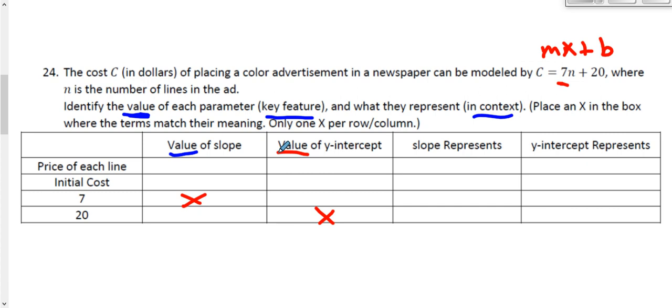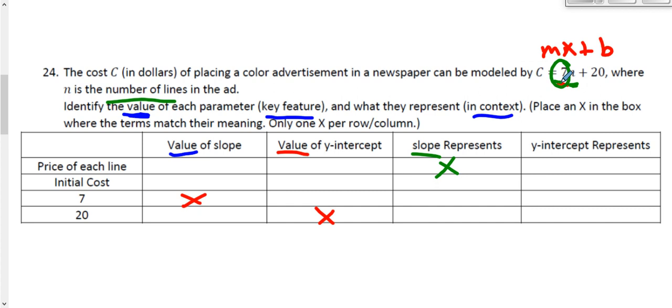When it comes to representation, the slope represents this 7 here. It says this is the cost of placing a color advertisement in a newspaper. The slope tells me how the cost changes, and it changes based on the number of lines in the ad that have been added up. So depending on how many lines I have in the ad, that's going to change my price. So the slope is representing the price of each line in the ad. N is the number of lines in the ad, so 7 relates to the price of each line.